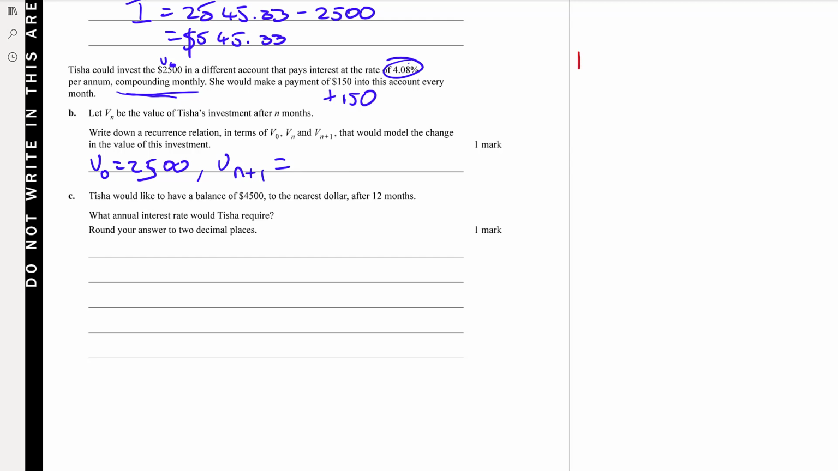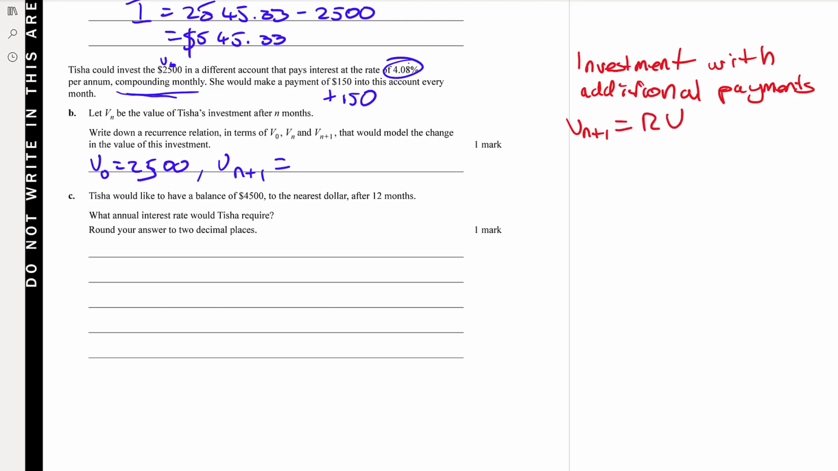So I'm going to put here, investment with additional payments. You should have this or some version of this in your summary book. Vn plus 1 equals R Vn plus D. Now D is your extra payment. But let's look at what we're going to do next.